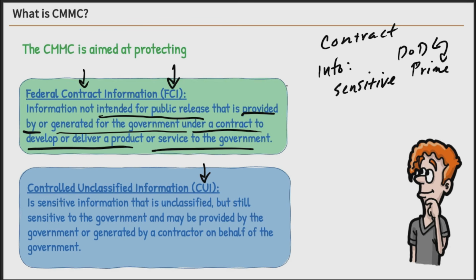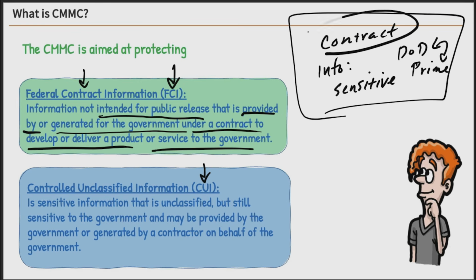So we need to protect FCI data and CUI data. FCI is related to the contract, information that's in the contract that's sensitive. Now, CUI is different. CUI is more sensitive than FCI. Okay, so let's talk about CUI. Now, again, sensitive information.